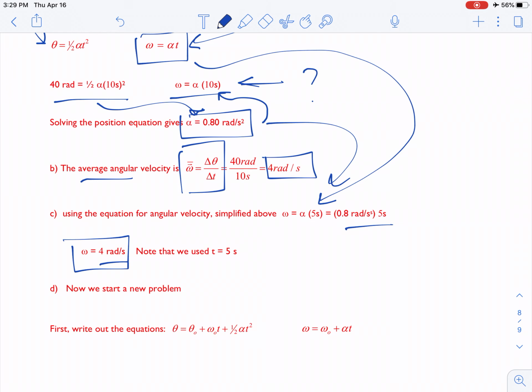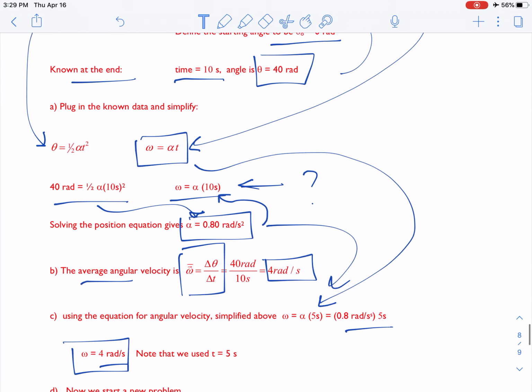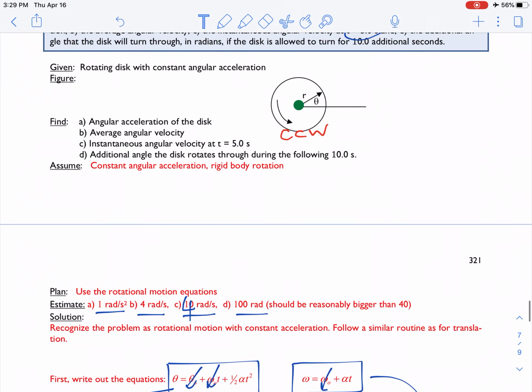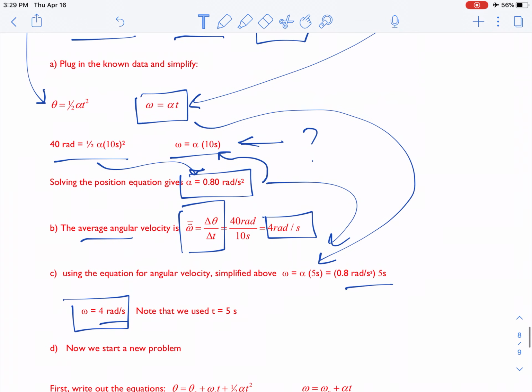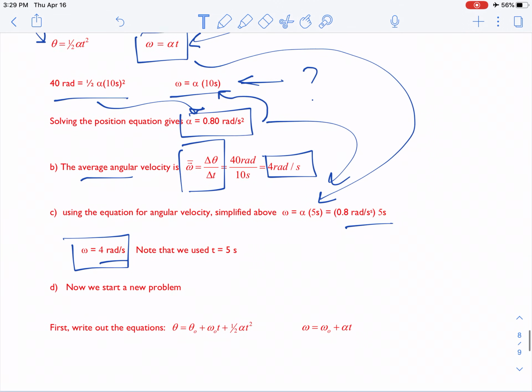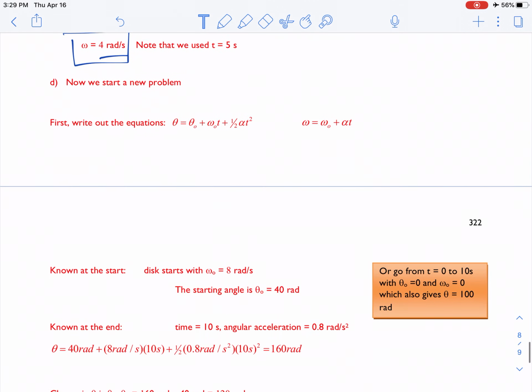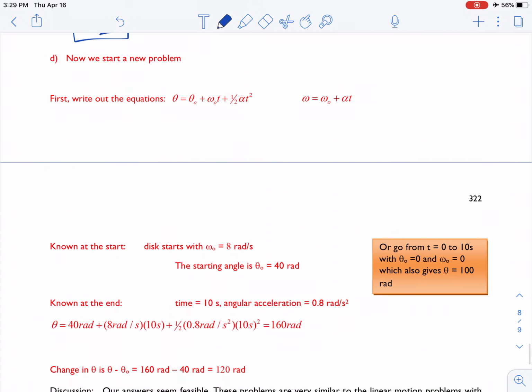And now for the last part, let's check the additional angle the disk rotates through during the following 10 seconds. So I cannot use the same step-by-step process. I have to start over. And what do I do then? Again, my first step, writing those two equations, right? And then think about what is at the start.